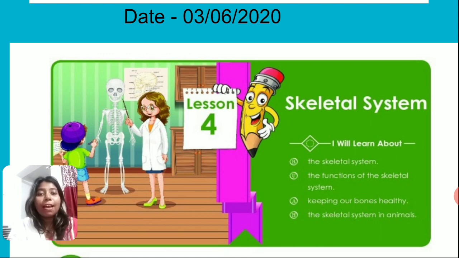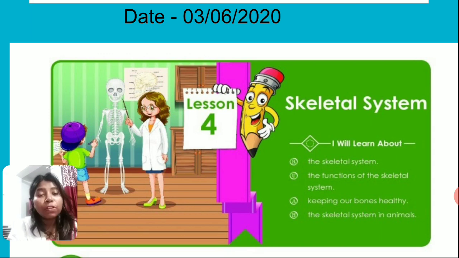In the last class we completed our third chapter, and today we are going to start our fourth chapter, which is the skeletal system. Children, like the other systems we read in the last lesson, the digestive system, respiratory system, circulatory system and nervous system, we are going to read about the skeletal system. It is also an important system for our body.